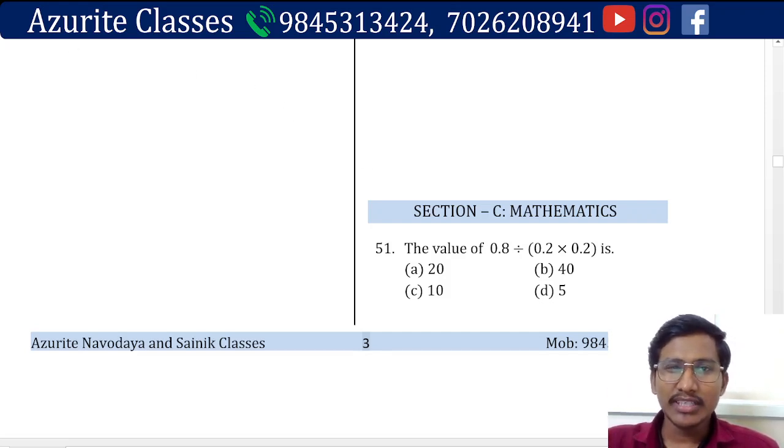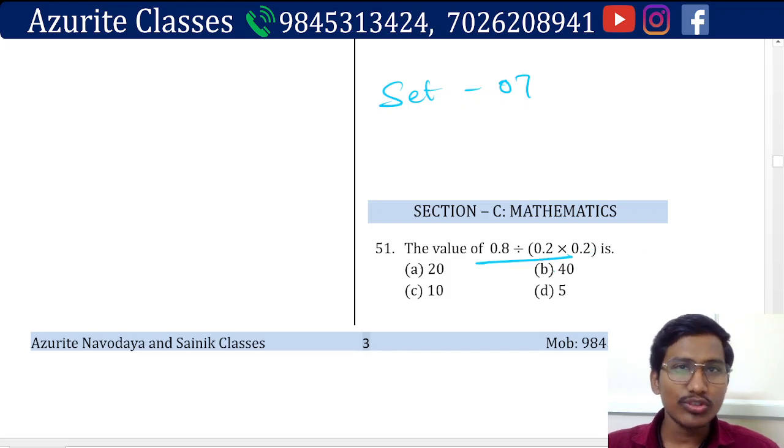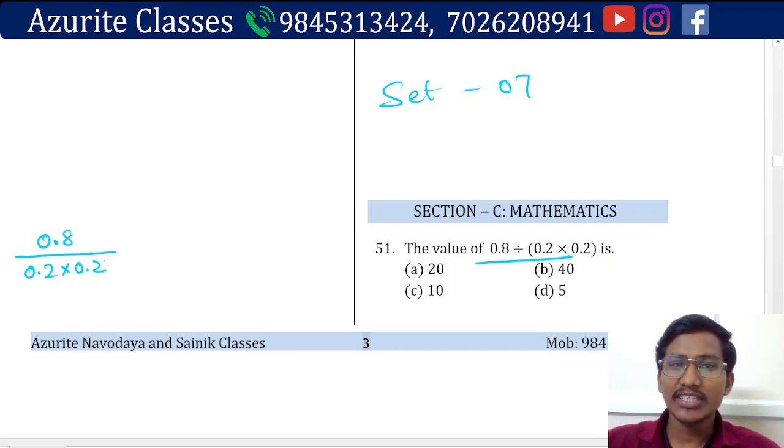Okay. So in that set paper 7, we will do maths first. So evaluate 0.8 divided by 0.2 into 0.2. So we will write it in the division form: 0.8 divided by (0.2 into 0.2). It is in the bracket, so we have to solve the bracket first.